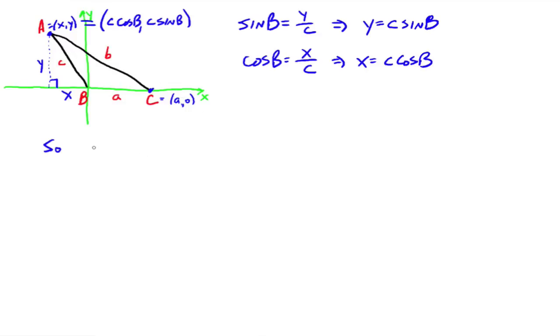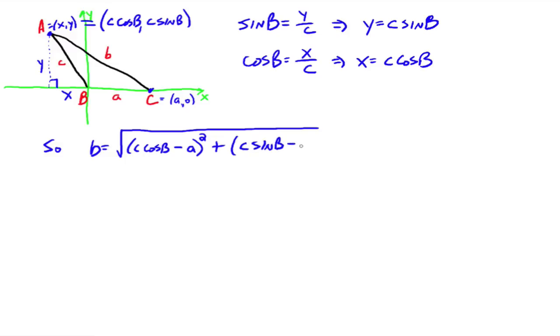So B is equal to the square root. What do we got? We've got C cosine B minus A squared, that'd be x1 minus x2 squared, plus C sine B minus 0 squared, for the y1 minus y2 squared. Just the distance formula is all we've got there. So then, if we square both sides, we get B squared.